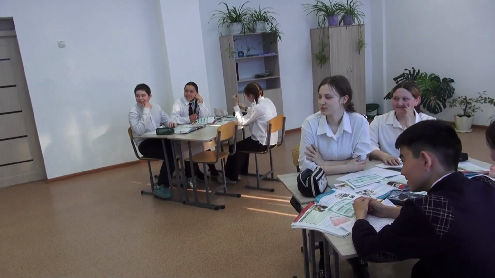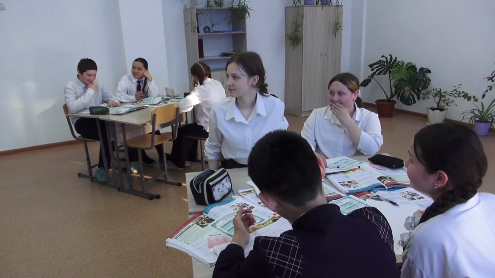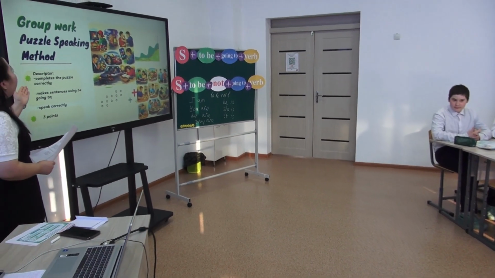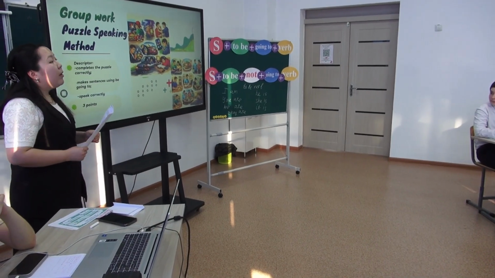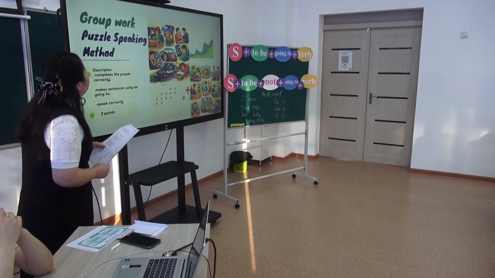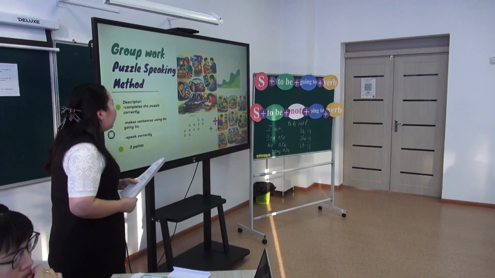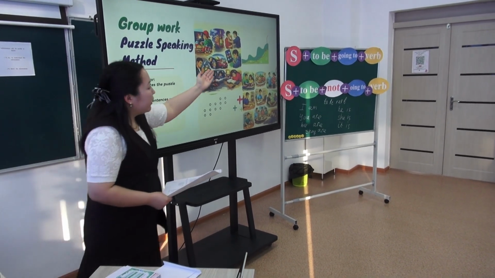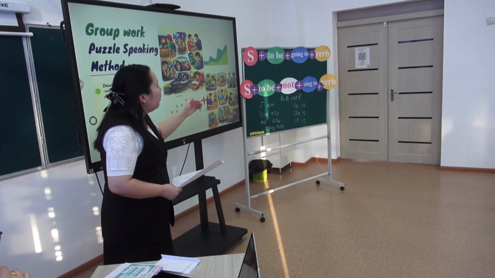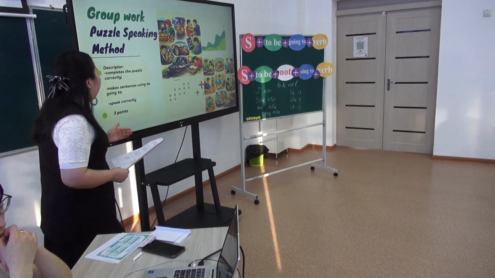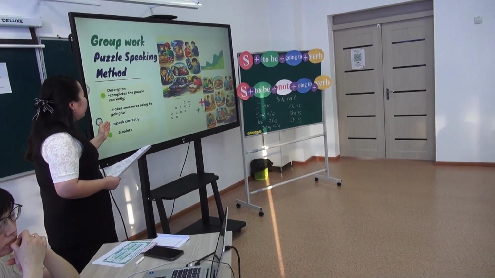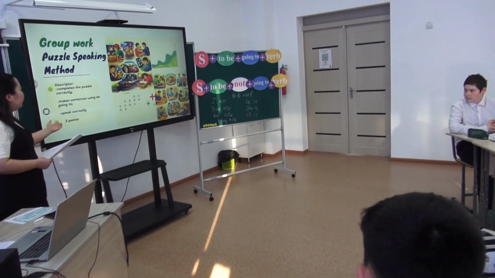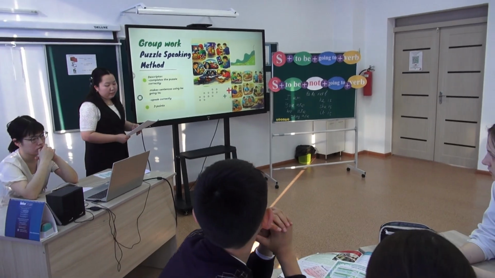And the next, so, group work, puzzle speaking method. Descriptor, you should complete the puzzle correctly. Вам нужно будет собрать puzzle, да? Правильно. So next, make sentences using be going to. Составить предложение, используя be going to. We have the constructions, yes, affirmative form on the board and the negative form. And the next, speak correctly, правильно произносить, and for this you get 3 points, 3 баллa.